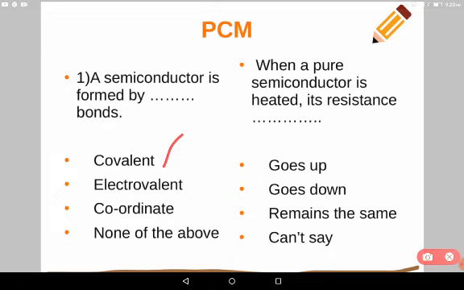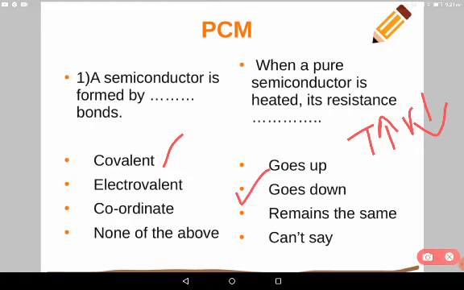Okay. When a pure semiconductor is heated, its resistance goes up, down, remains the same, can't say. That means they are asking for a semiconductor, resistance is inversely or directly proportional to temperature. For a semiconductor, it is inversely proportional to temperature, and hence when heated, as temperature increases, resistance decreases as more the number of holes or electrons are formed. Okay, so when heated, resistance decreases, so the answer will be goes down.